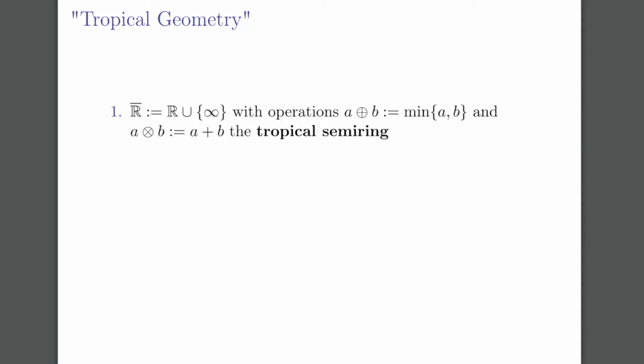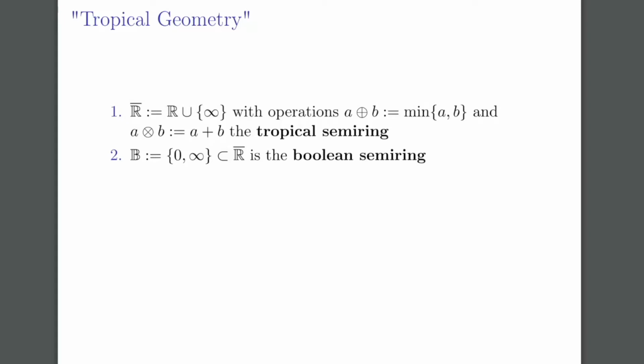A lot of tropical geometry takes place here, but we're actually going to be more concerned with a subring of the tropical semiring in this talk, called the Boolean semiring, B. It's just going to be 0 and infinity. So 0 is the multiplicative identity element, and infinity is the additive identity element. And this is the Boolean semiring. All right, so this is where tropical geometry is taking place.